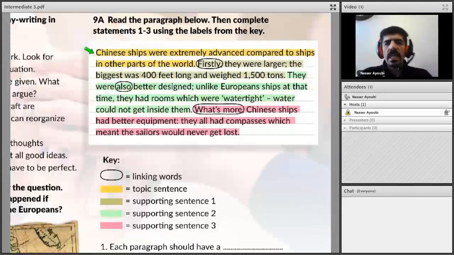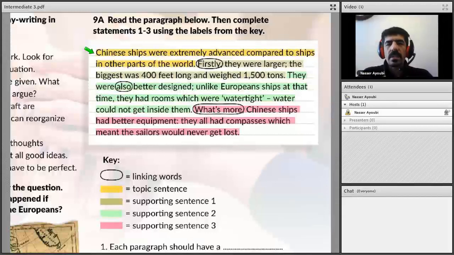So let's read. Firstly, they were larger. The biggest was 400 feet long and weighed 1,500 tons. This is one. They were also better designed. Unlike European ships at that time, they had rooms which were watertight. Water could not get inside them. This is one. And what's more, Chinese ships had better equipment. They all had compasses, which meant the sailors would never get lost. Okay.